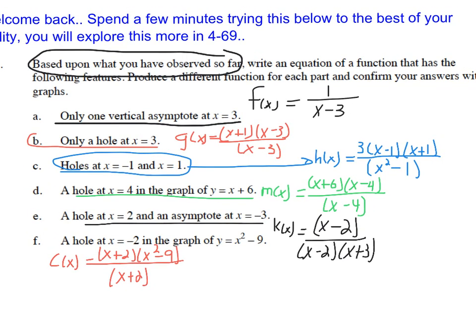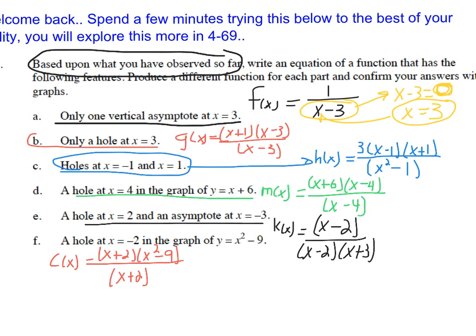In part A, you want only one vertical asymptote at x equaling 3. Well, that means x minus 3 needs to be in your denominator, because if x minus 3 is the factor in your denominator and you set that equal to 0, then x comes out to be 3. And when x is 3, you end up with your denominator equaling 0, which makes your graph undefined.